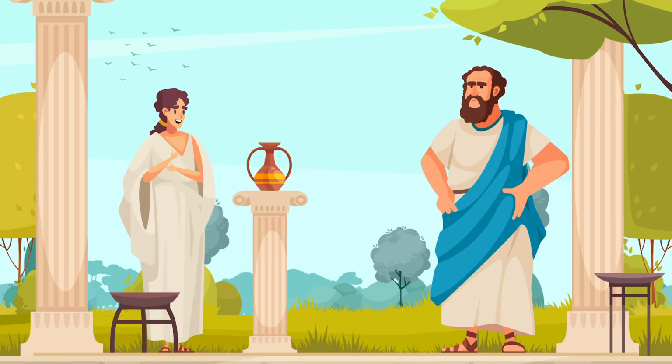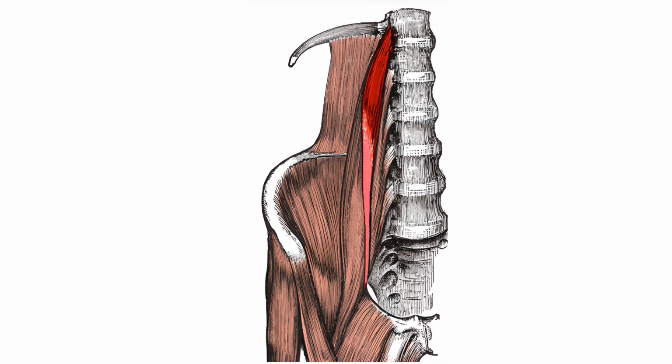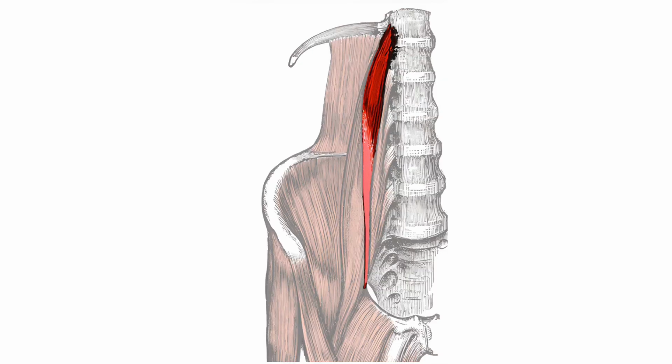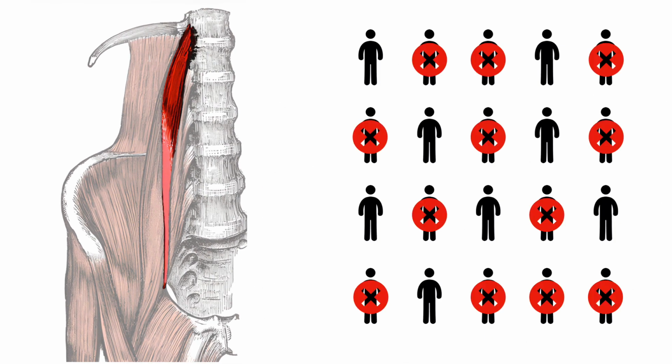The term psoas originates from the Greek word meaning muscle of the loin, which refers to the location of both the psoas major and psoas minor muscles, situated retroperitoneally in the posterior abdominal wall. The psoas minor is a slender muscle that lies anterior to its larger counterpart, the psoas major. It is important to note that not everyone possesses a psoas minor muscle. In fact, it can be absent in up to 60% of the population.